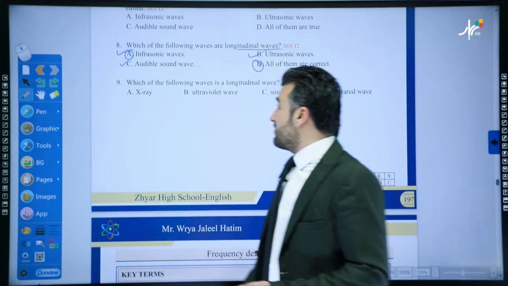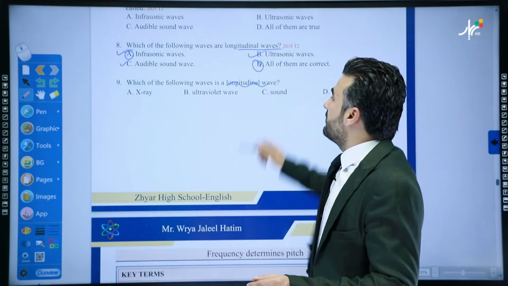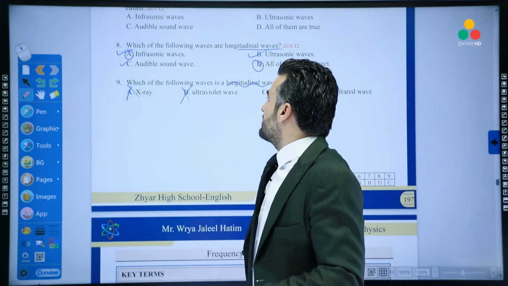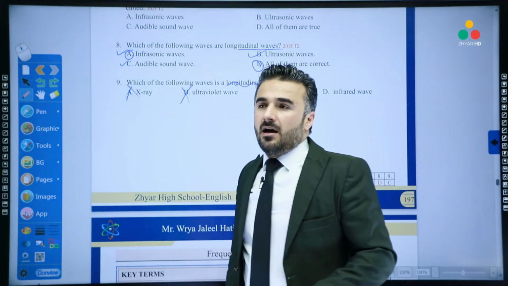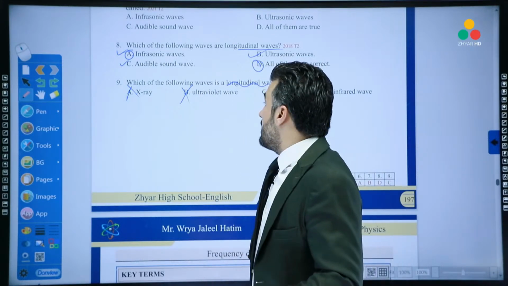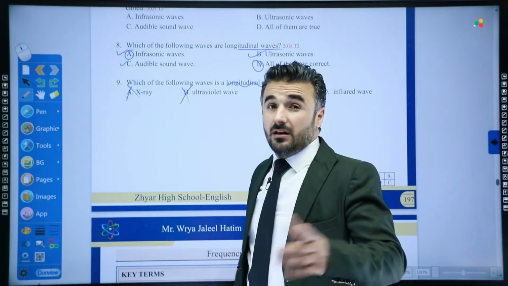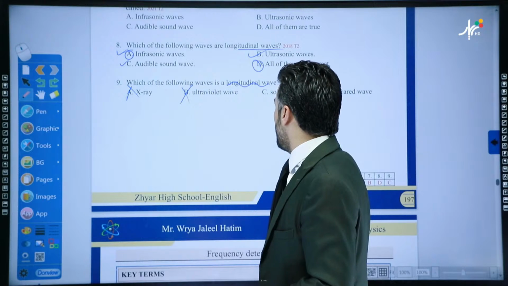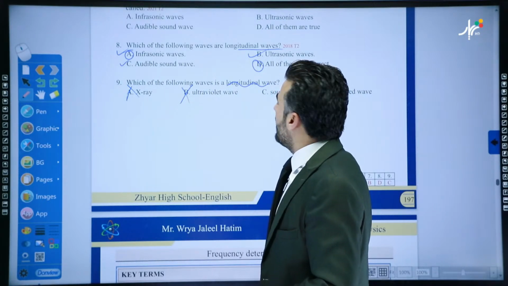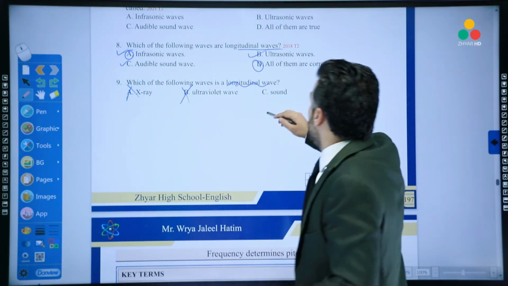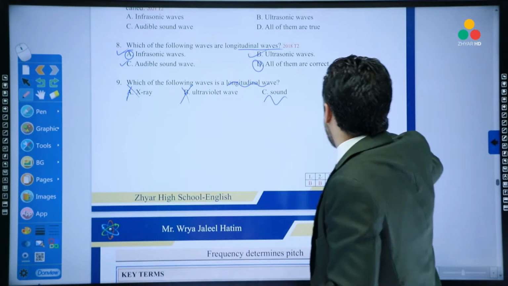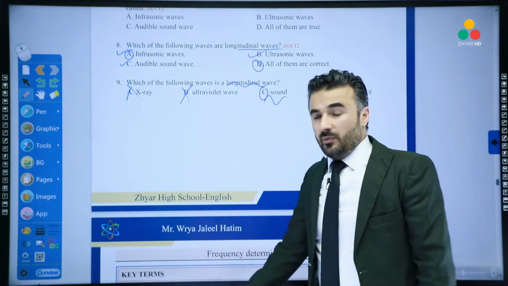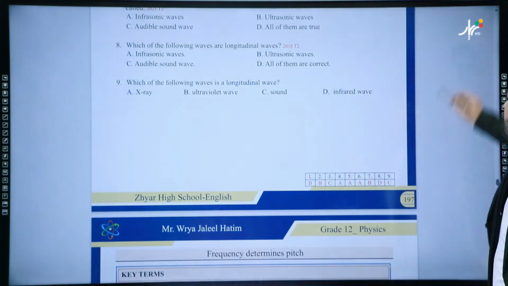What about question 9? It says which of the following waves is a longitudinal wave? All right. X-ray, it is an electromagnetic wave. Ultraviolet, that is UV basically, also an electromagnetic wave. Sound is a longitudinal wave. What about infrared wave? That is also an electromagnetic wave. Incorrect. So the correct option is sound waves in here.